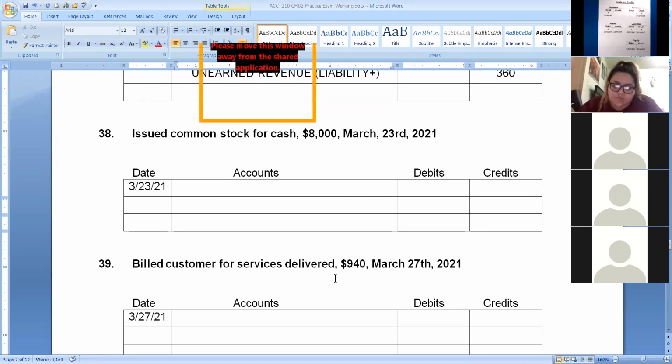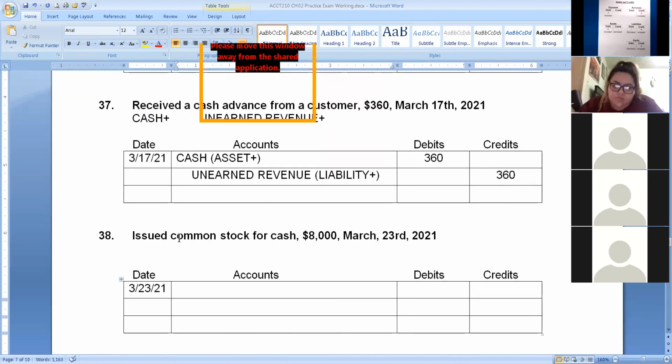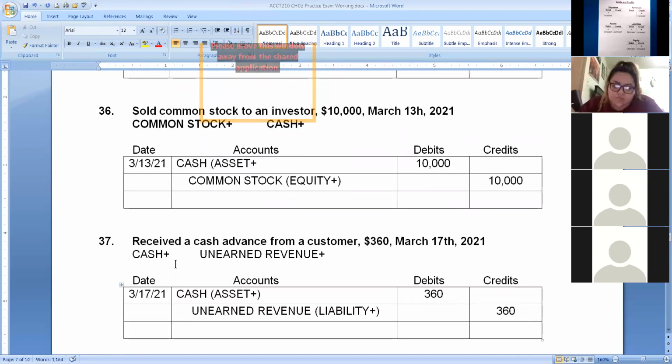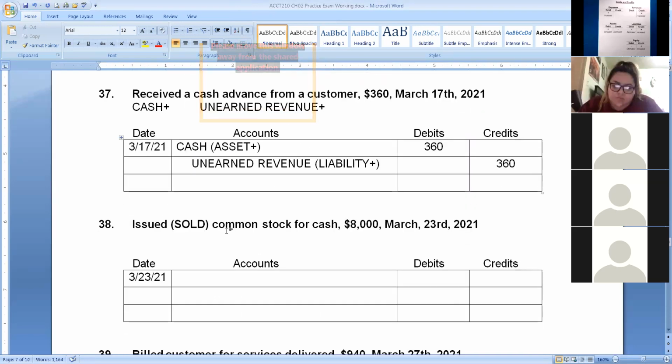Okay, issue common stock for cash. We just had this one. Issue just means sold. That's right, we put this one in. So issue just means sold common stock. So this will be the same as the other we had. Common stock, cash. Yep. Cash going up.